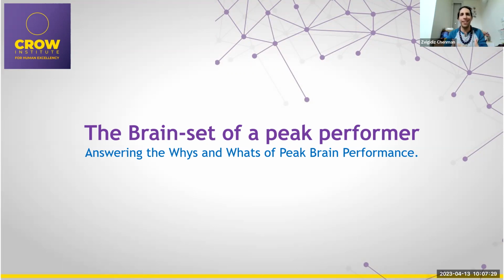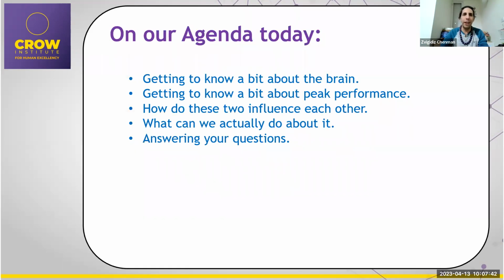So we're going to talk about the brain state of a peak performer. And as we've already talked about, or you've seen in all the emails that went out, answering the whys and whats of peak brain performance. Now, like I said, on our agenda today is getting to know a bit about the brain, getting to know a bit about peak performance, and then how they influence each other, how the brain influences peak performance, and vice versa. It actually works for people who do it intuitively. What we can actually do about it, how can we train ourselves, how can we train the brain, what is brain training, and eventually some conclusions and answering your questions.